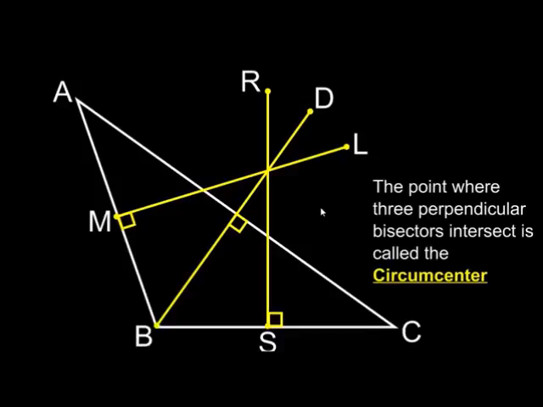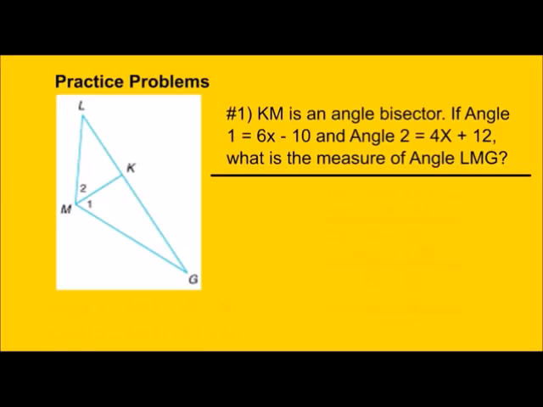Okay? Now if you notice, this time the point of concurrency, or the circumcenter, is on the outside of the triangle. That will happen sometimes with circumcenters, whereas our others were inside the triangle. A circumcenter can be both inside sometimes or outside. It just depends. So now let's do some practice problems.